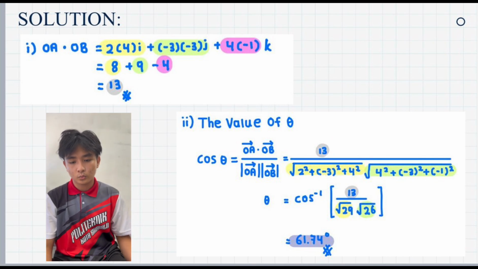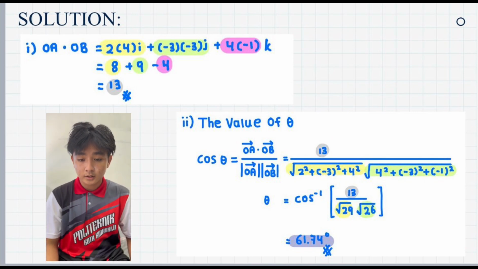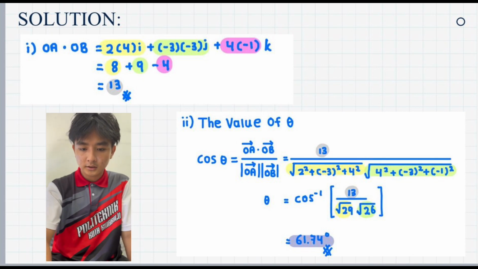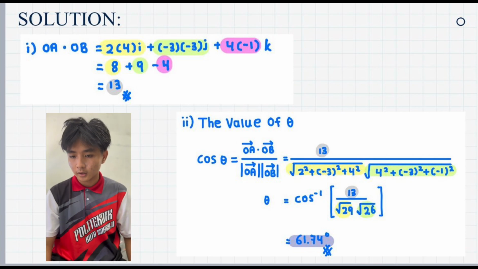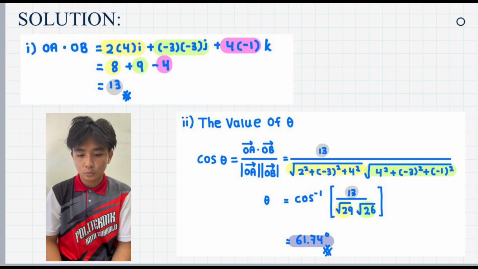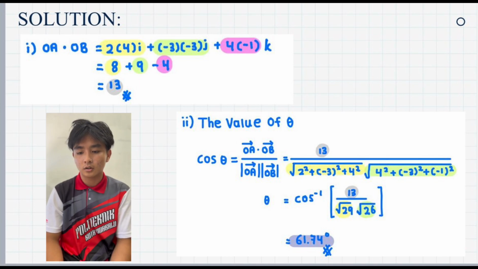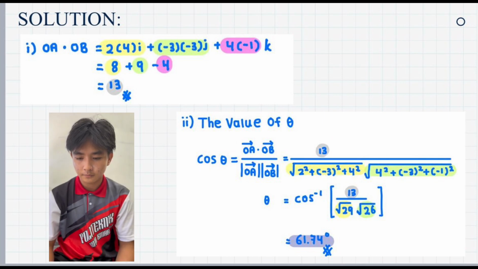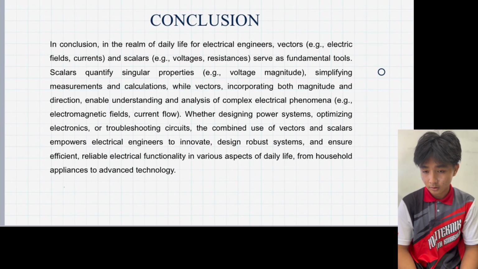And to find the value of theta, we use cos theta equals vector OA dot vector OB over modulus of vector OA times modulus of vector OB, and we get 13 divided by them. For the modulus, we use square root of 2 squared plus negative 3 squared plus 4 squared, and square root of 4 squared plus negative 3 squared plus negative 1 squared, and we use inverse cos of 13 divided by square root of 29 and square root of 26. The answer is 61.74 degrees.